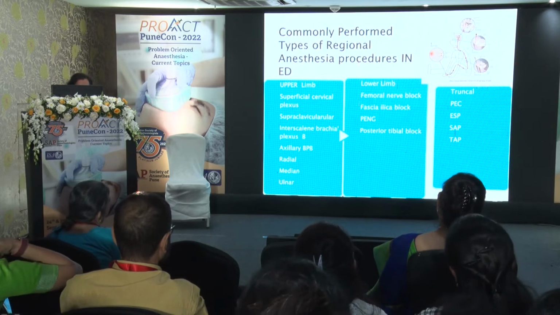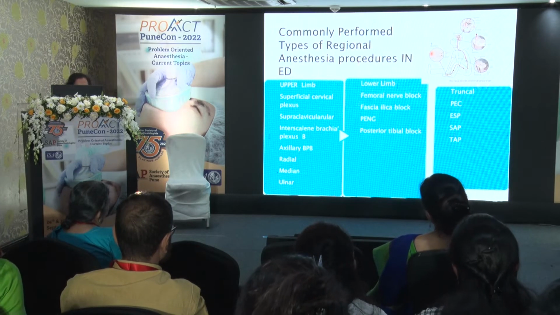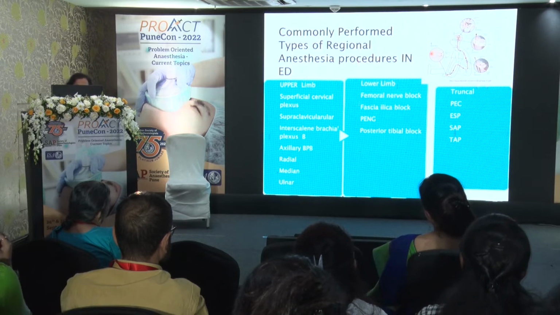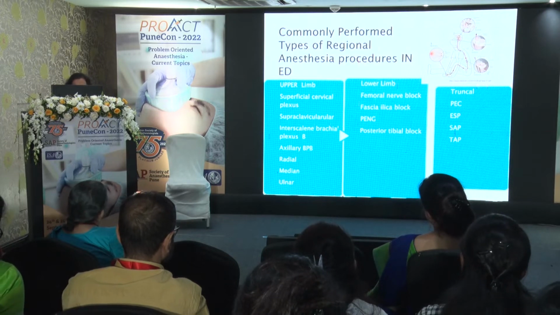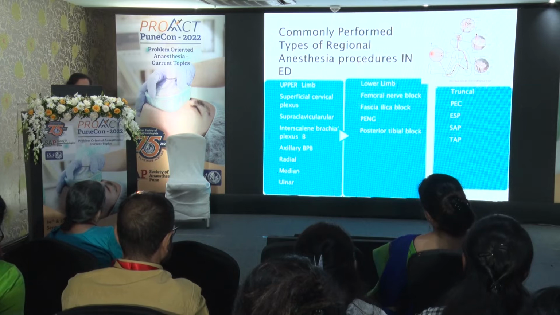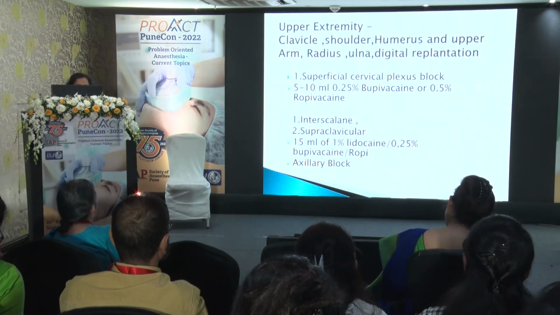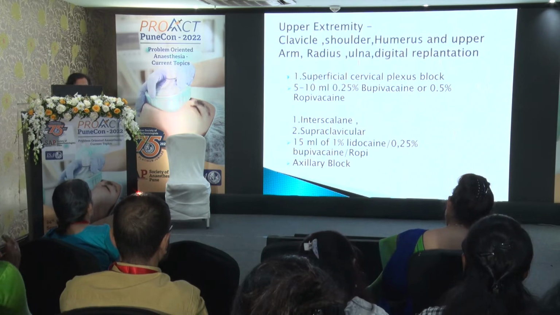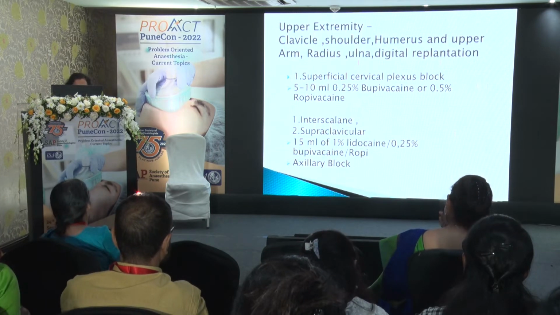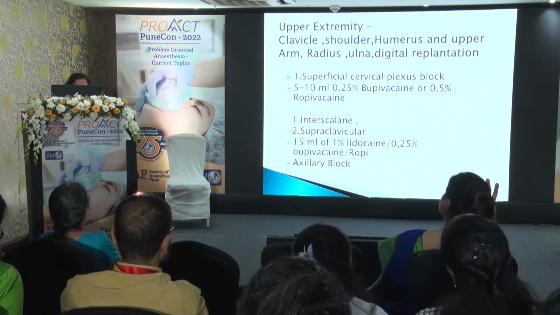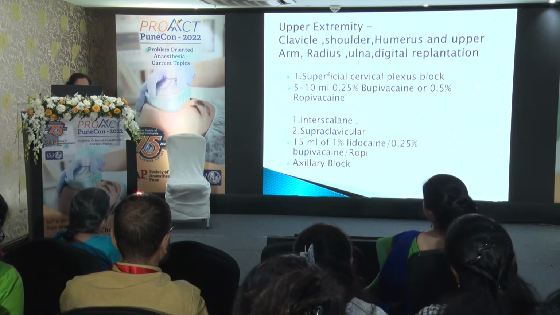In truncal blocks, pec block, erector spinae, serratus anterior plane block, TAP block, these can be given. I will not go into detail about each block, just focusing. For upper extremity, all these blocks, interscalene, supraclavicular, with less volume and low concentration of the local anesthetic can be used.